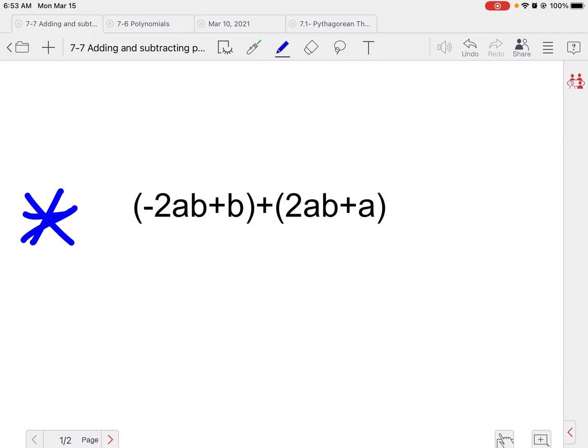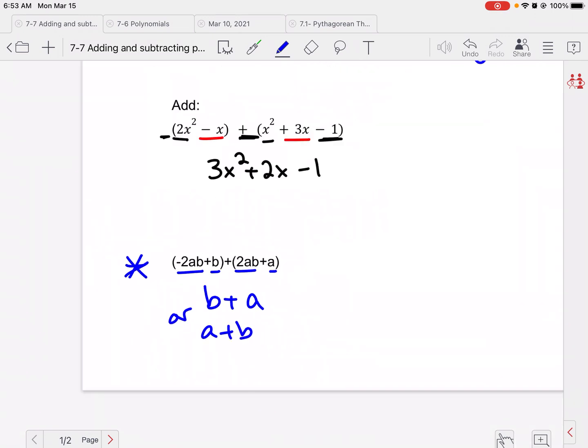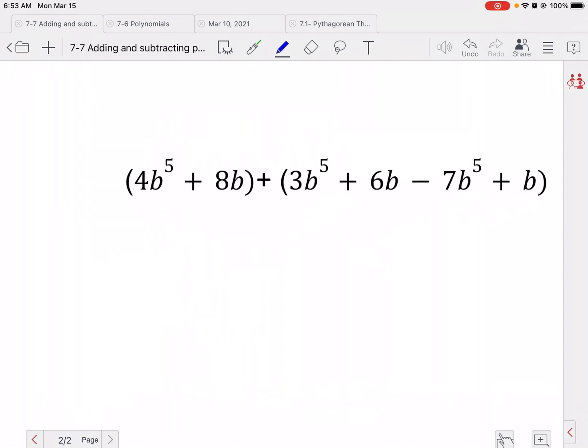Okay. Well, we have negative 2ab plus 2ab, right? That's 0. So even though there's two variables, the ab's go with the ab's. And then we just have a b plus a, and since those can't combine, we just write b plus a, or a plus b would be the same. All right. Go ahead and try this one on your own.